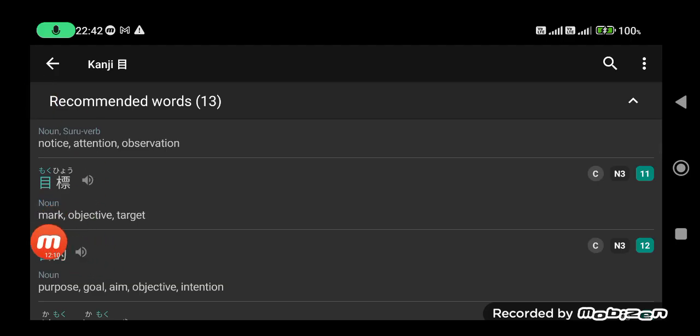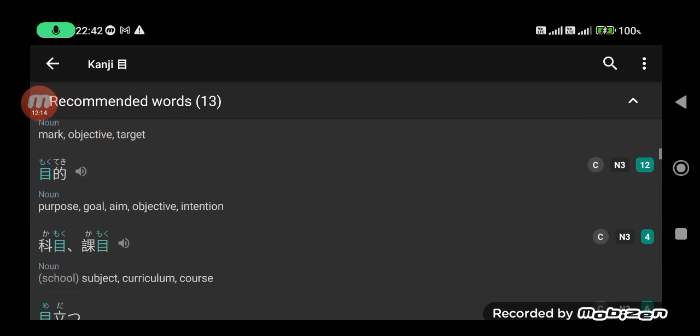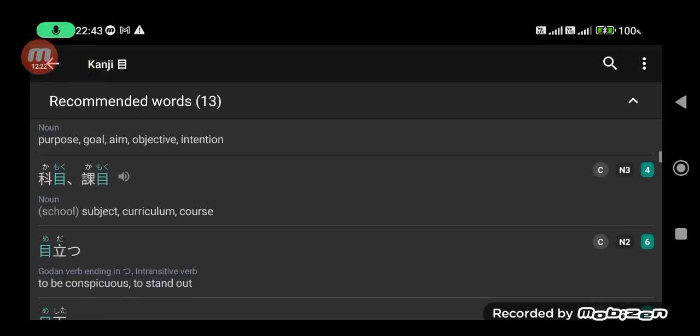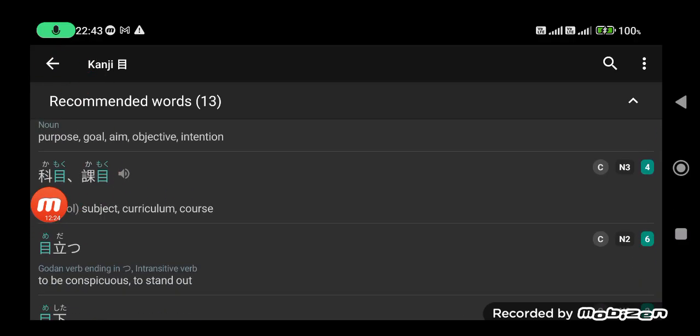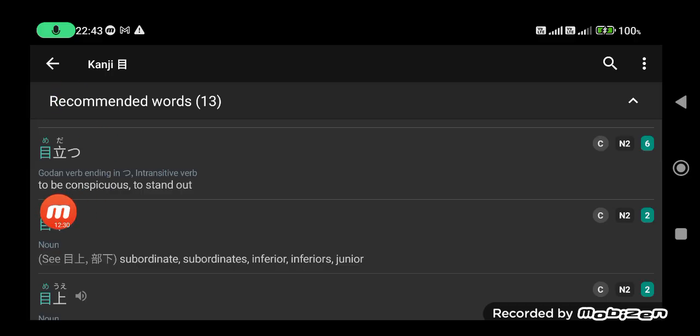Mokuhyo is objective or target. Mokuhyo. Mokuteki, purpose, aim, objective, intention. Mokuteki. Kamoku is subject, curriculum. Kamoku. And of course, medatsu is a godan verb, intransitive verb. Medatsu means something to become conspicuous or to stand out.